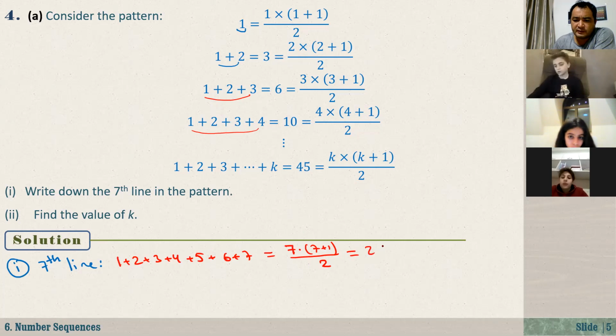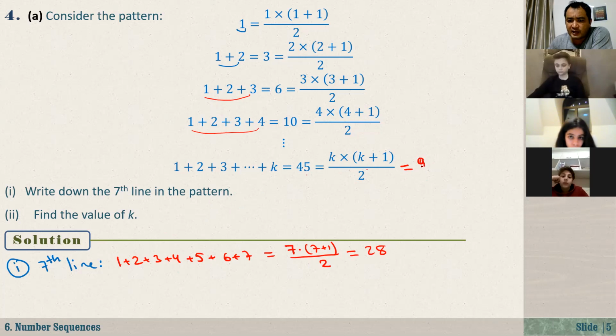4 times 7, that's equal to 28. So that is the 7th line. And it says find the value of k. How do you find the value of k? From here, this 45, right? How can I write 45 in this form?